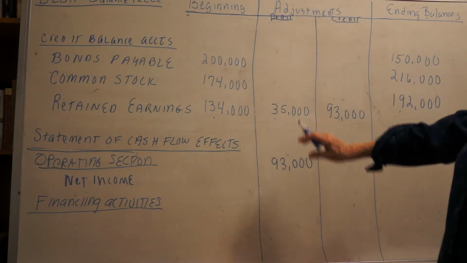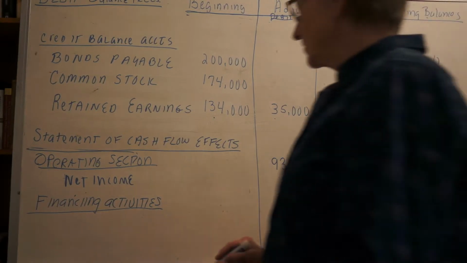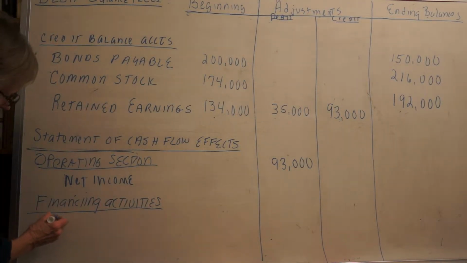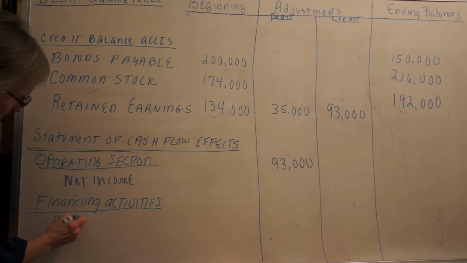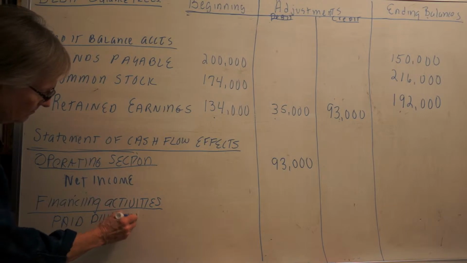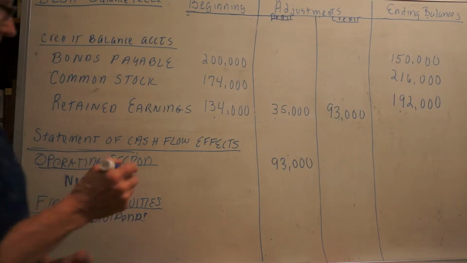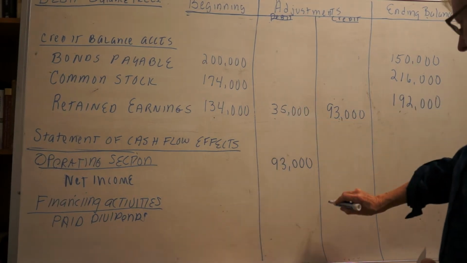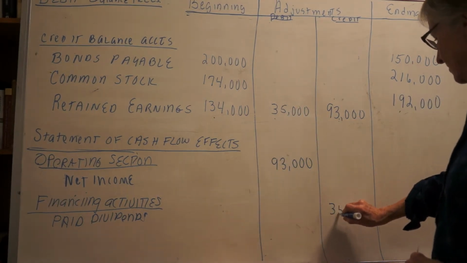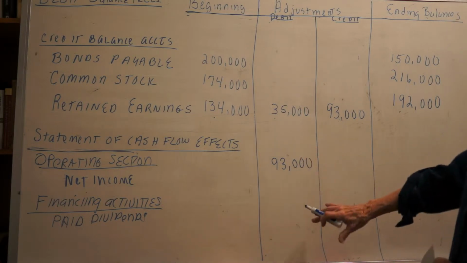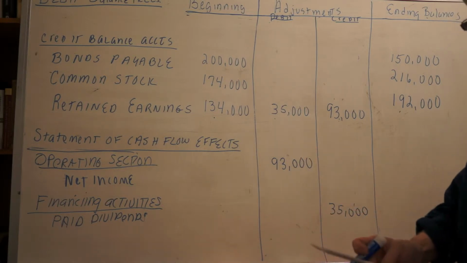Okay? Now, dividends are to keep our stockholders happy, and that's a financing activity. So we would simply go down here and say we paid dividends. You could say paid cash dividends if you wanted to. And it was a debit up here, it's a credit down here. And that makes sense because the cash flow effect is that it decreased our cash.